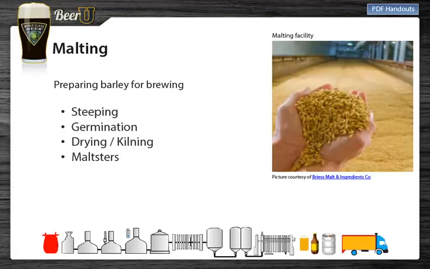Kilning normally lasts for a few hours, but some specialty malts are created by kilning for longer periods of time or at higher temperatures. Malting is normally done before the grain gets to the brewery. Specialized professionals known as maltsters usually do this work in facilities dedicated to the process.